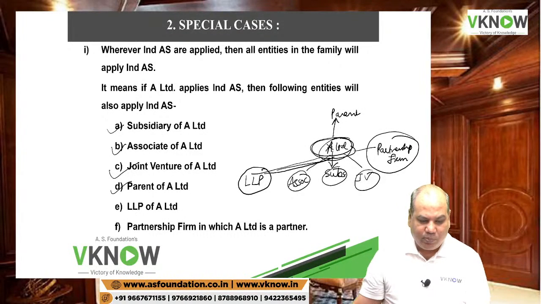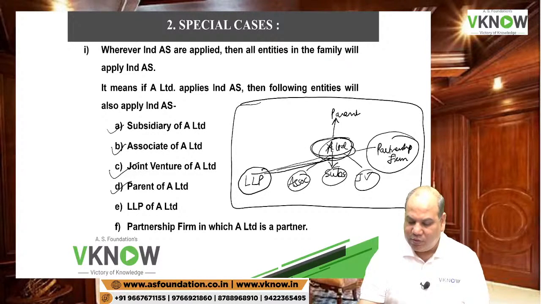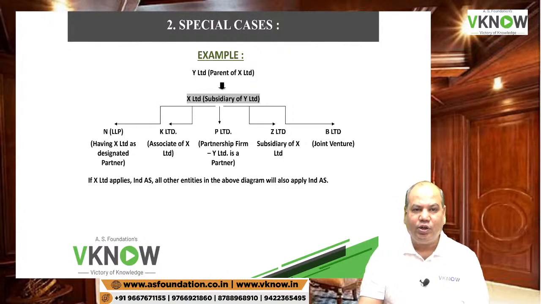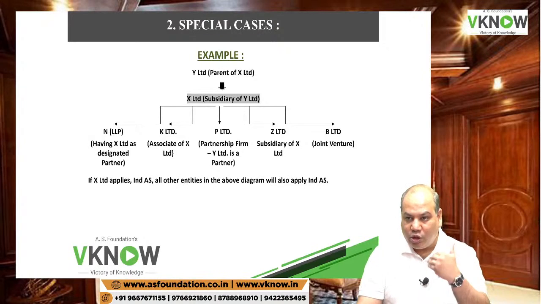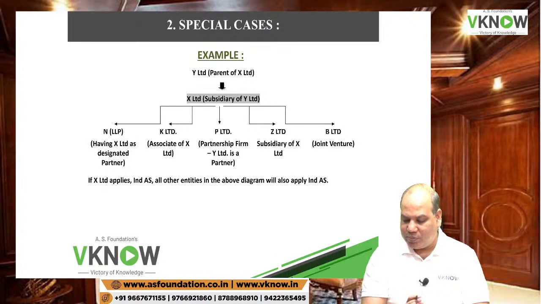So this is another potential question for you. They will give you a case study and ask which of these entities are required to comply with Ind AS. So even though you may not be listed, you may not have a net worth of more than 250 crore, but if your parent or your subsidiary has a net worth above 250 crore or is listed, you also start applying Ind AS.